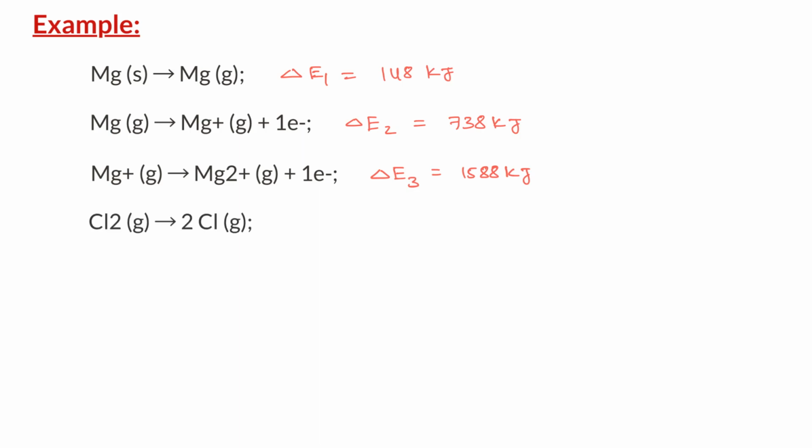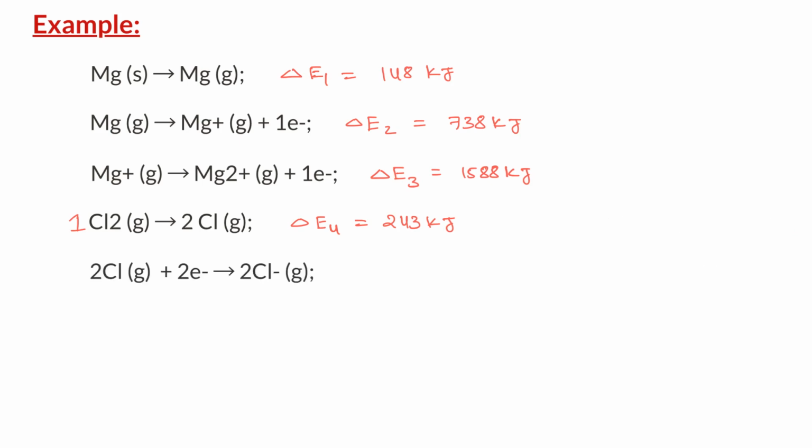Next, the bond between chlorine is broken. That is, Cl2 in the gaseous phase converts into 2 moles of Cl atoms in the gaseous phase. The bond dissociation energy is given as 243 kilojoules per mole. As we discussed earlier, this is per mole of bonds. And in fact, in this reaction, we are breaking 1 mole of bonds. Therefore, the energy cost is 243 kilojoules.